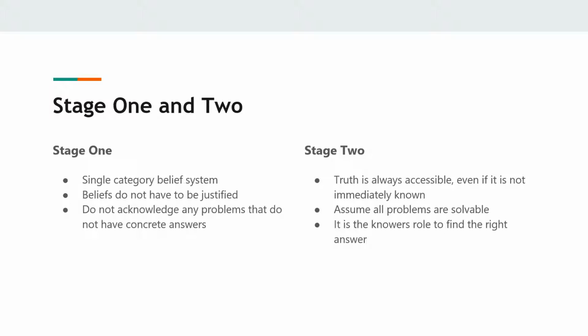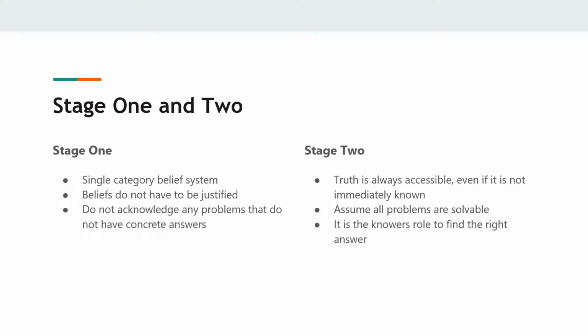In stage 1, individuals only have one set of beliefs, and they feel as though they do not have to justify what they believe in and why. In this stage, individuals also do not acknowledge any type of problems that do not have concrete answers. This type of reasoning is only found in very young children.